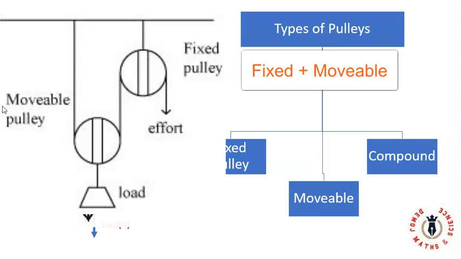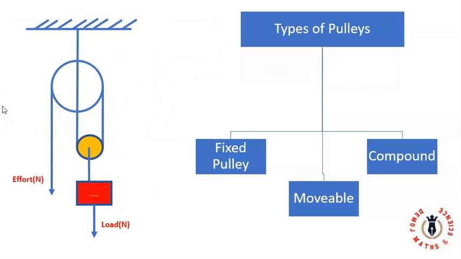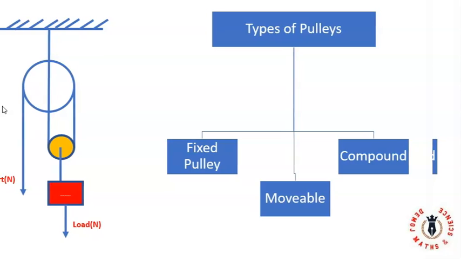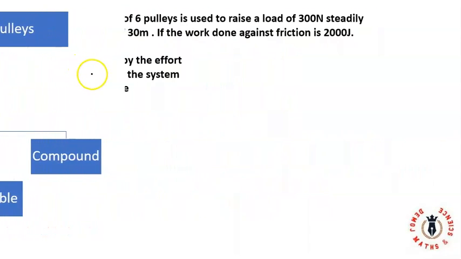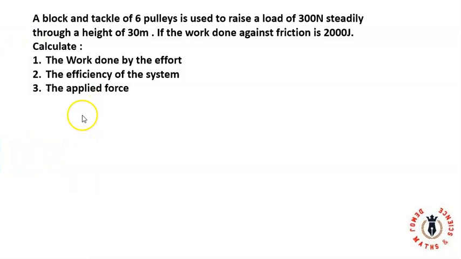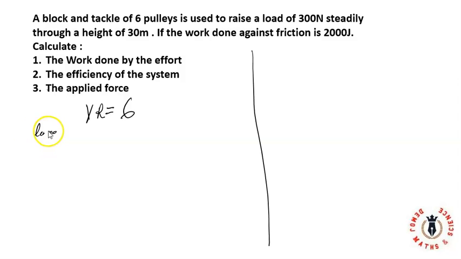With that said, let's take an example to see how to solve questions relating to the pulley. Our question says, a block and tackle of 6 pulleys. Already we've been told it has 6 pulleys and is a block and tackle system. Obviously, my velocity ratio, VR in this case, will be equal to 6. It's used to raise a load of 300 newtons. The load is equal to 300 newtons through a height of 30 meters.